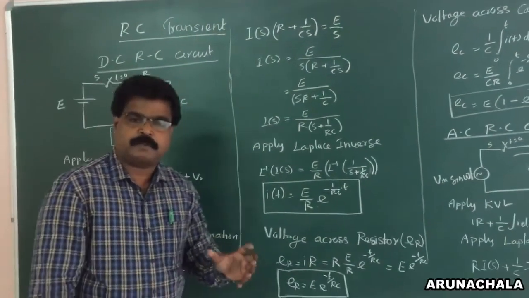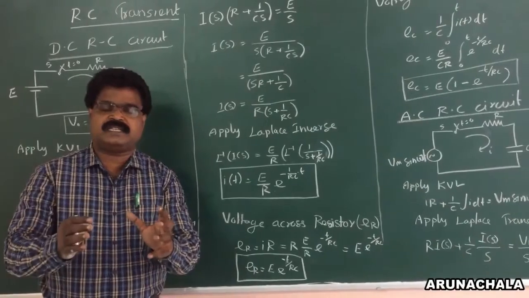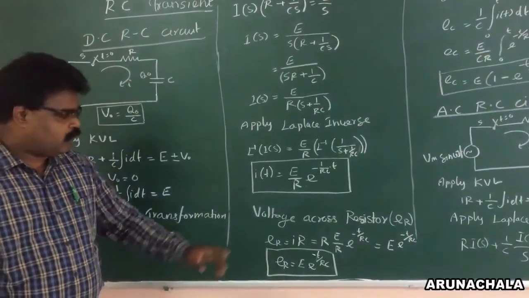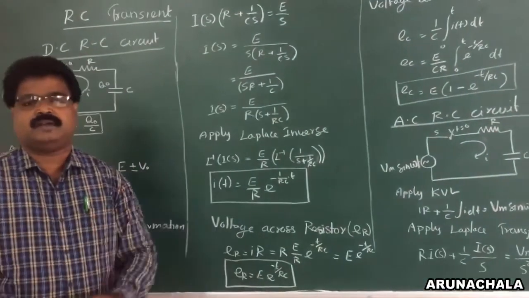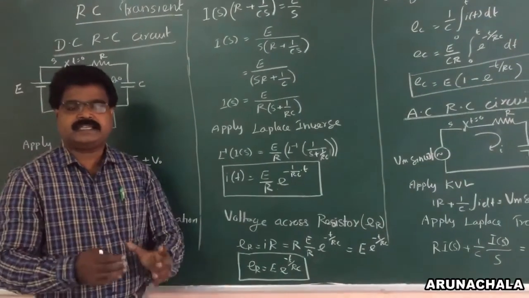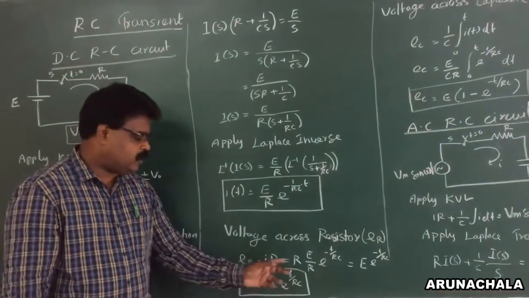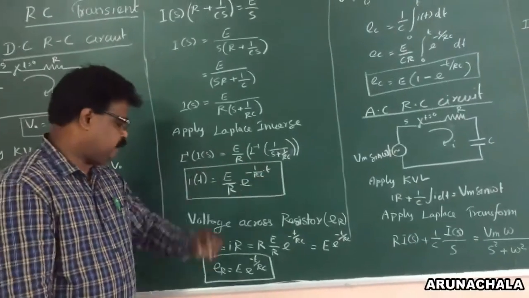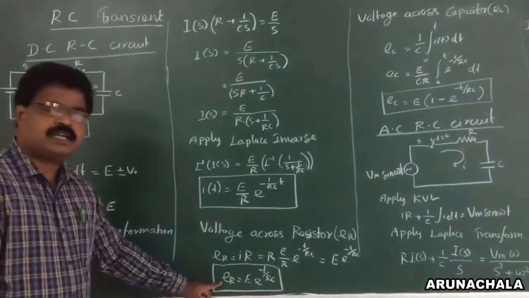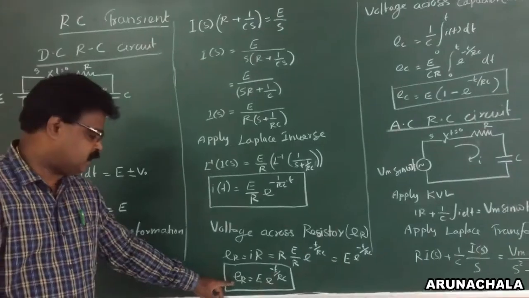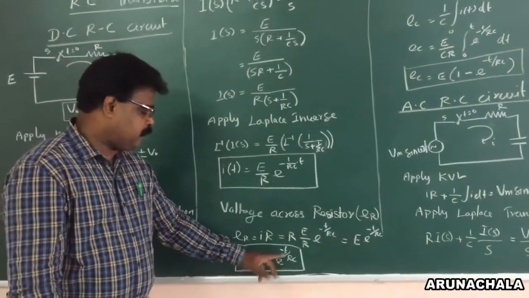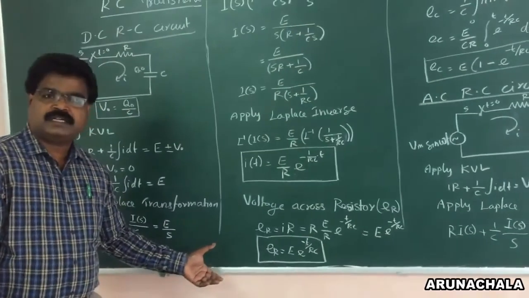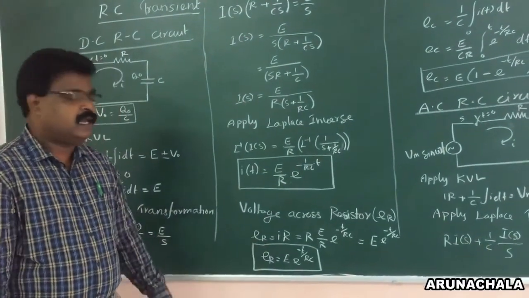Similarly, sometimes in the problem they will ask what is the voltage across the resistor at transient? What is the voltage across the capacitor at transient? So what is the voltage across the resistor? You know that it is I into R. That means R into I(t). I is nothing but transient current. So R into I(t). What is I(t)? E by R into e power minus 1 by RC into t. So if you substitute this, you will get the voltage across the resistor at transient. That is very important. That is equal to E into e power minus t divided by RC. So this is the expression to calculate the voltage across the resistor at transient.